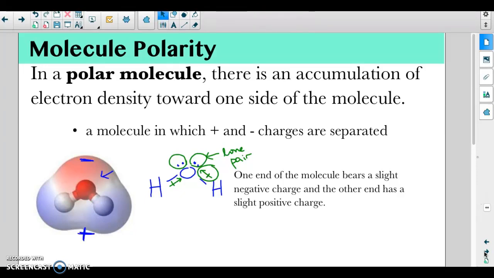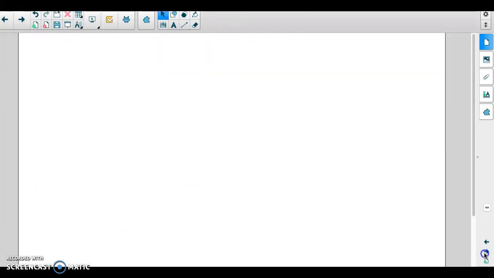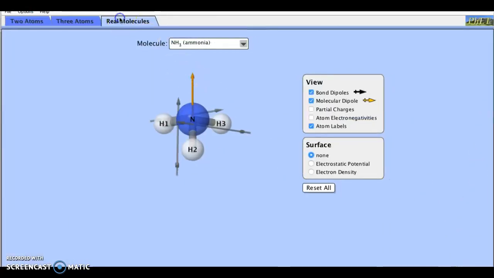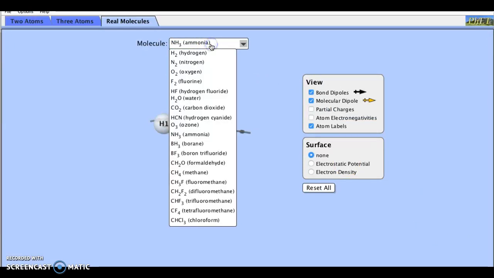So in class we did a PHET to kind of play around with this and to try to see how the shape of a molecule relates to its molecular polarity. So I'm going to show you some examples and then we'll make some rules. So this PHET is on Schoology, so you can definitely play with it.